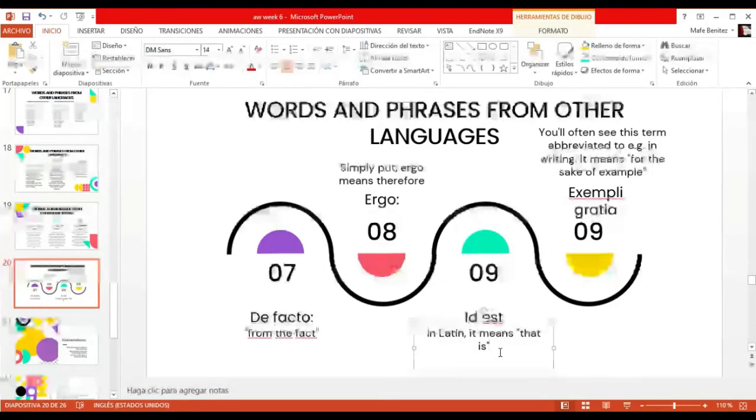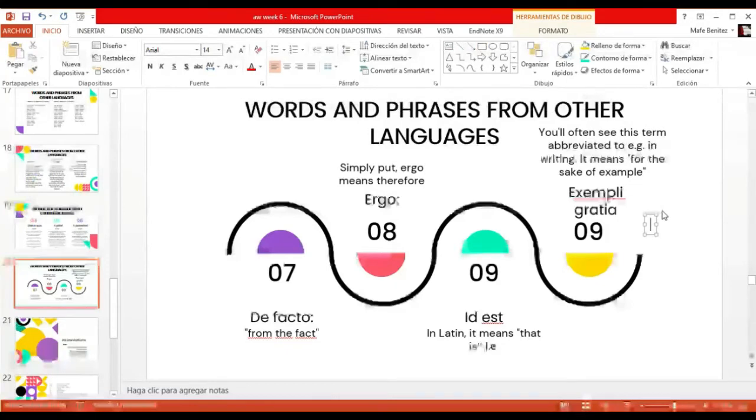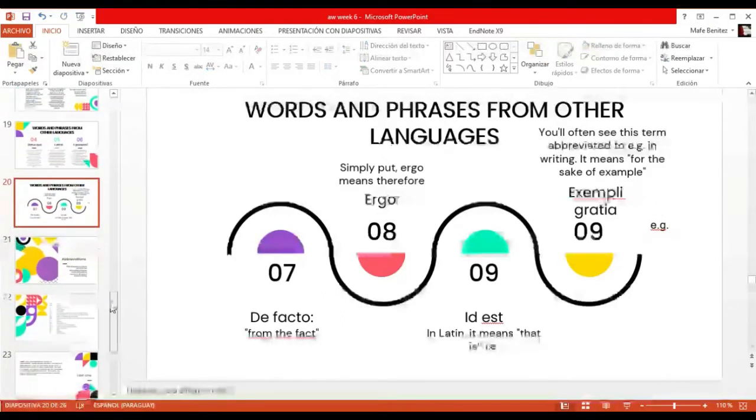It is abbreviated to i.e. Okay. You'll often see this. Exempli gratia. I want to see this in your papers, people. It actually means for example, but in English we don't abbreviate this. When we want to abbreviate for example, we just write e.g. Okay, and we're gonna talk about it in a second.